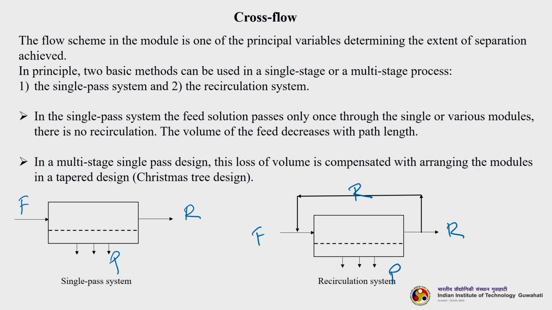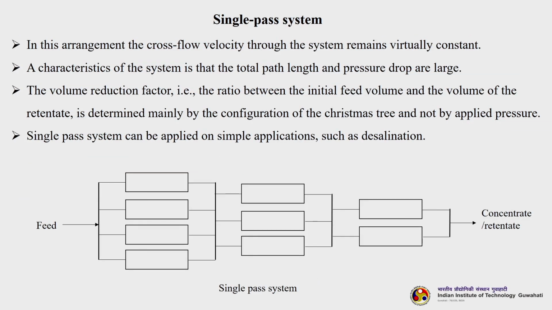So, in a multi-stage single pass design, the loss of volume is compensated by arranging the modules in a tapered design, which is also called a Christmas tree design. In a single pass arrangement, the cross flow velocity in the system remains virtually constant. A characteristic of this system is that total path length and pressure drop are large. The volume reduction factor, that is the ratio between the initial feed volume and the volume of the retentate, is determined mainly by the configuration of the Christmas tree and not by the applied pressure.